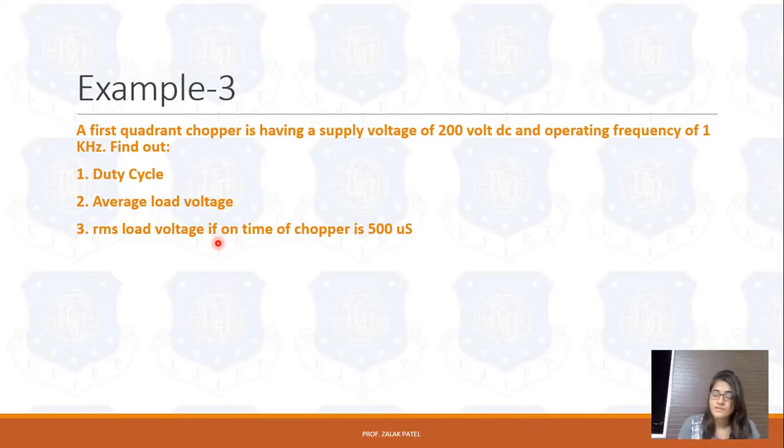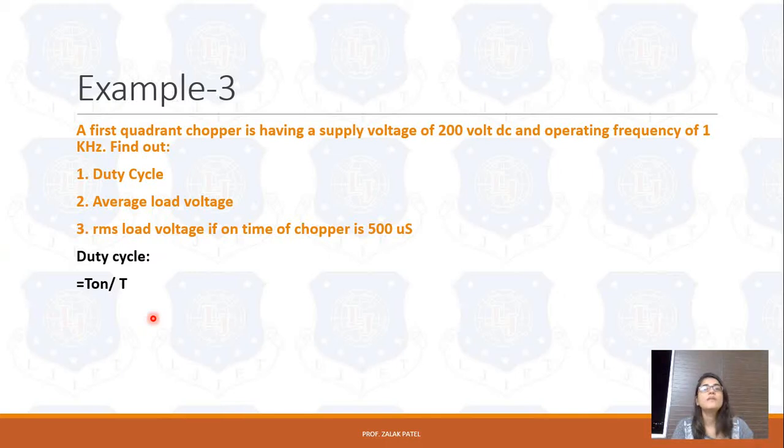So let's start with the solution. First of all, the duty cycle. To find out the duty cycle, it is actually the on time period divided by the total time, means on time divided by on time plus off time. So this is our duty cycle. If we want it in percentage form, then we have to multiply it with 100.